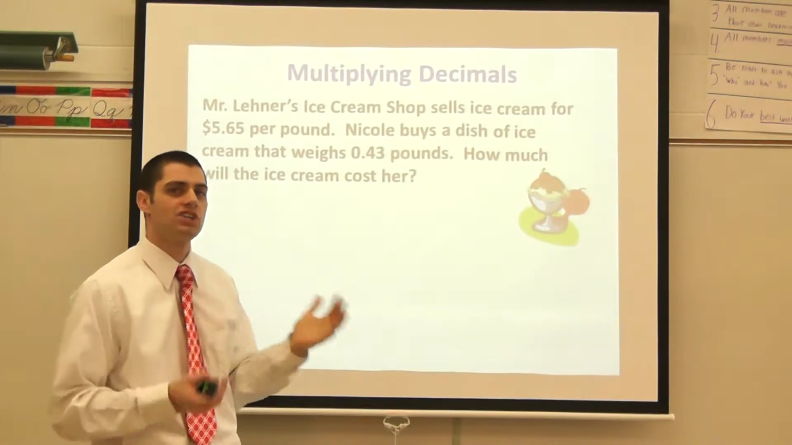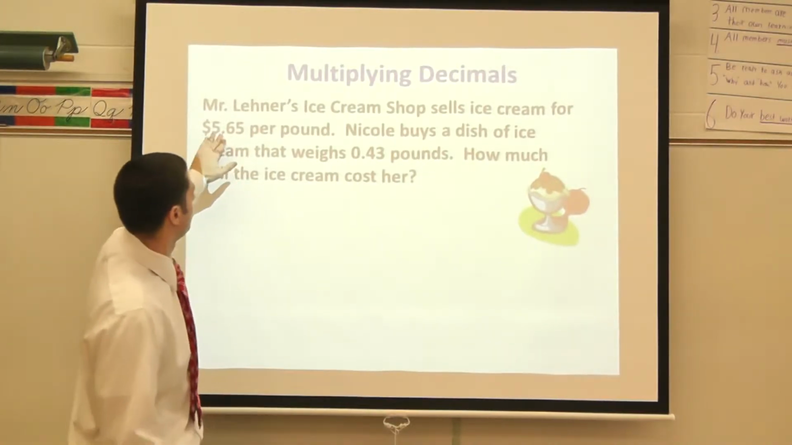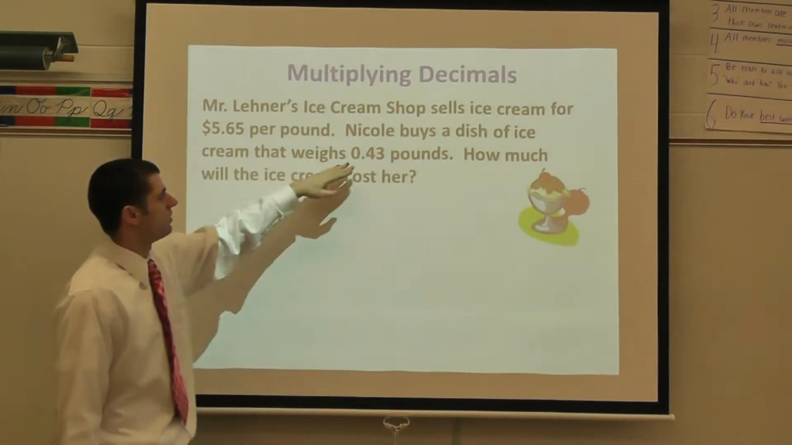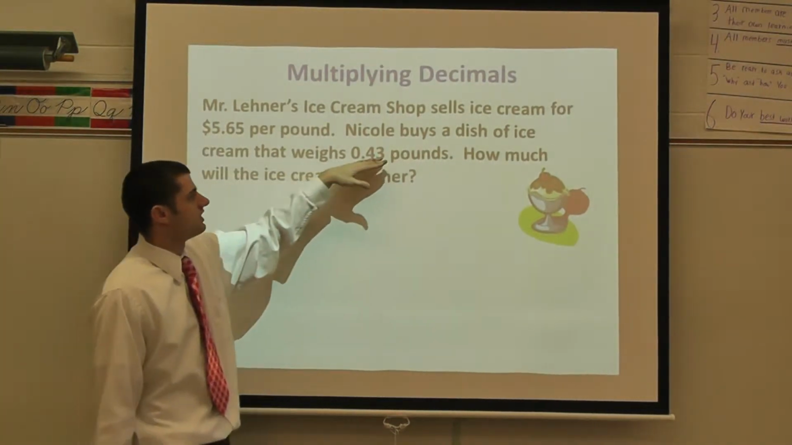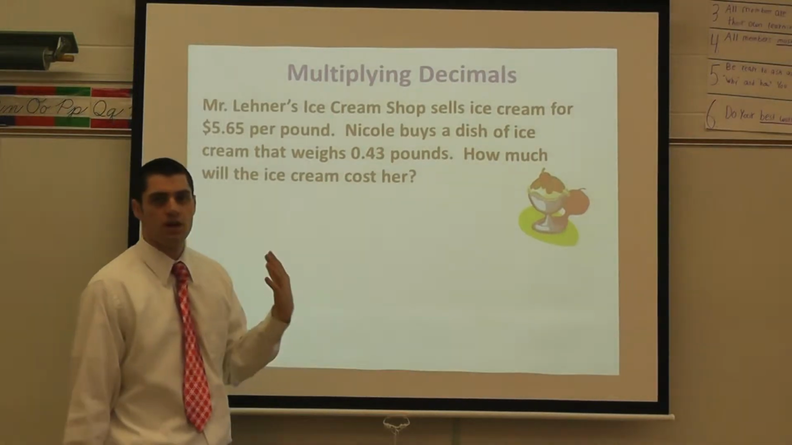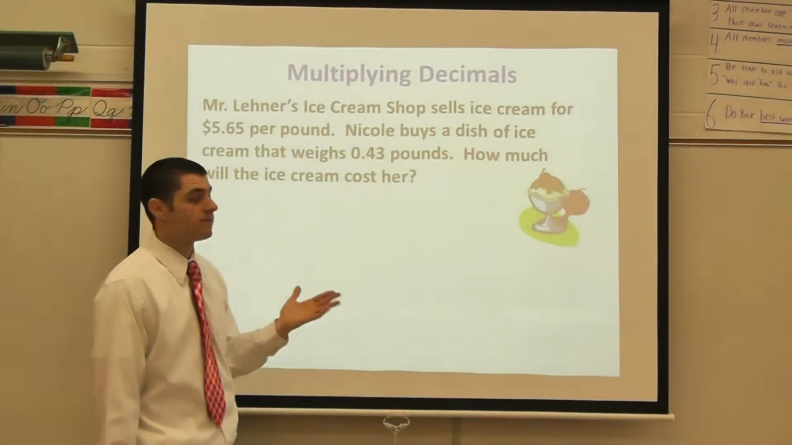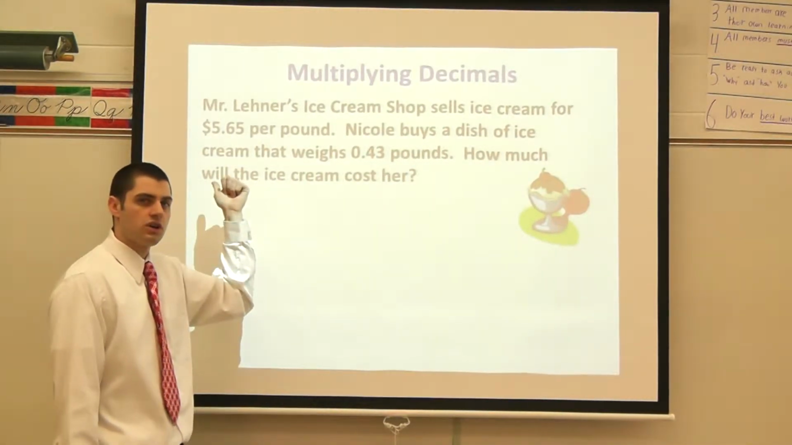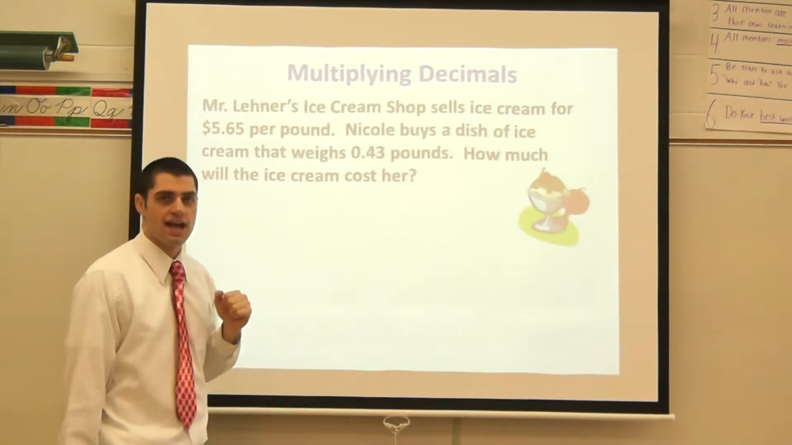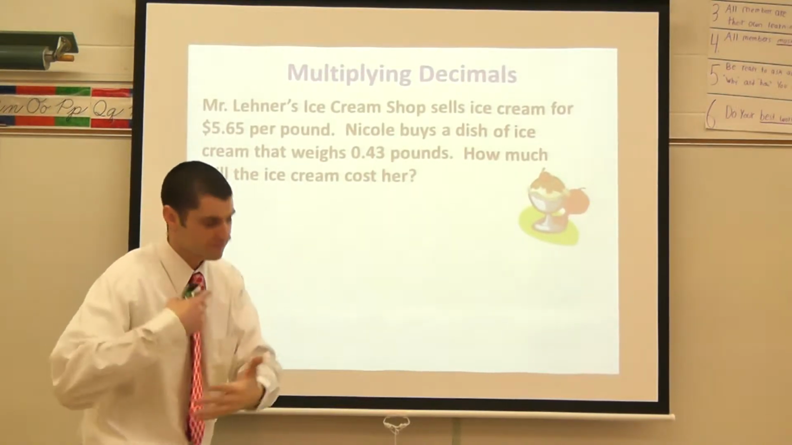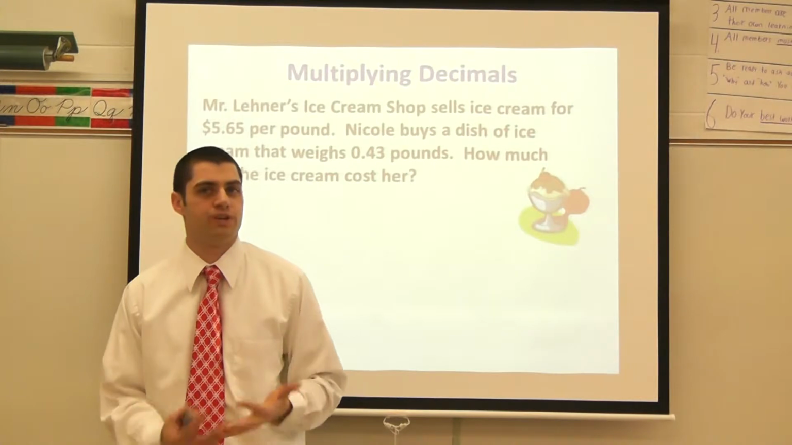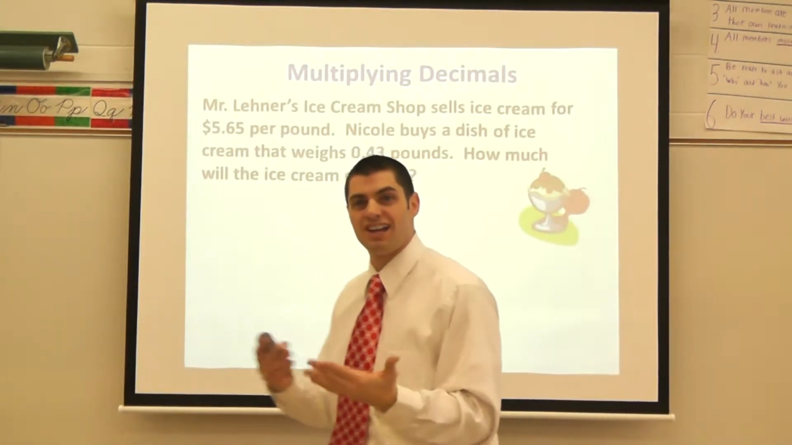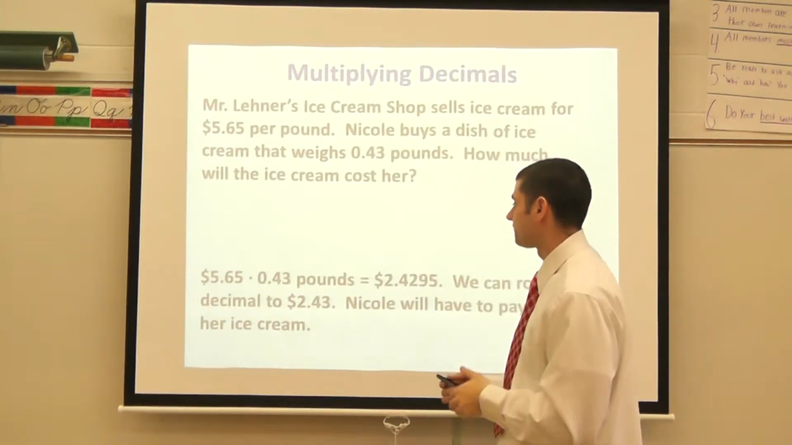Now, if I use estimation in here, I can estimate that it's about, let's say, $6 per pound. I know that 0.43 is 43 hundredths, or in terms of weight, it's almost 0.5, which would be a half. So if it almost costs $6, and this is almost a half, it might cost somewhere around $3. So I'm going to multiply those two numbers together, and I know that my estimation should be close to 3.